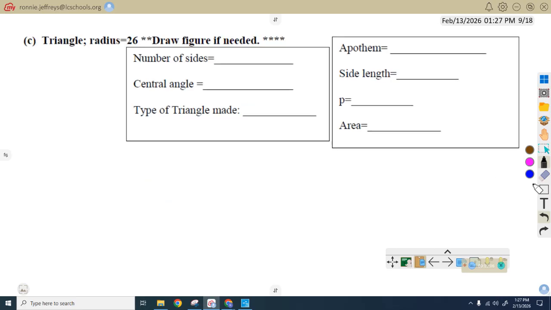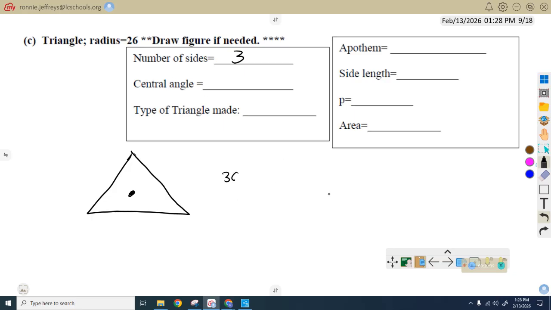All right, so we have a triangle, radius 26. Draw the figure if needed. Okay, I'm drawing the figure because I need to see it. Now, this one's really hard, everybody. If it's a triangle, how many sides does it have? 3. Somebody said 85. Okay, so now our central angle.